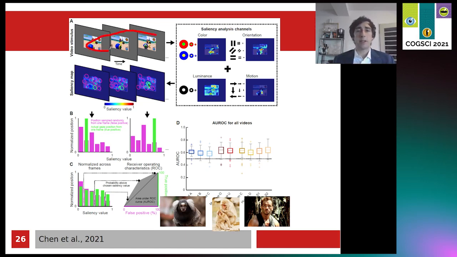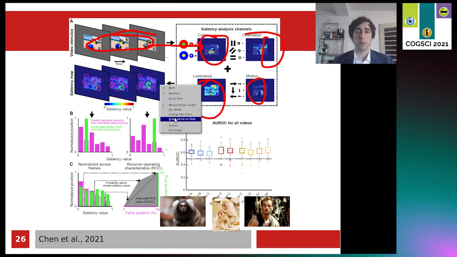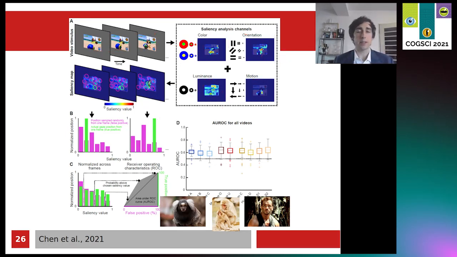For this model, we fed raw video frames into the saliency model, which separates them into color, orientation, motion, and luminance channels at different spatial scales, and then predicts where the animal will look based on that. By comparing what the model predicts with where the animal actually looks, we can quantify the receiver operating characteristic, the predictivity of the saliency map for where the animal will look. Based on these analyses, we concluded that marmosets, macaques, and humans all look at salient targets at roughly equal rates, with an ROC of about 0.6.